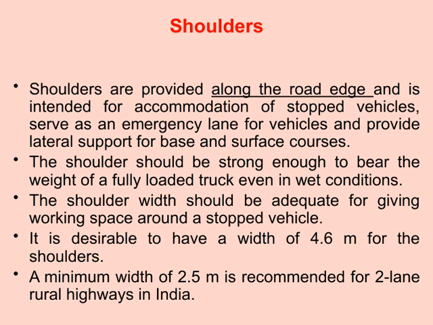Ideally, a width of about 4.6 meters is desirable for shoulders, providing ample space for safety and maneuverability. However, for two-lane rural highways in India, a minimum width of around 2.5 meters is recommended. This strikes a balance between safety and practicality, considering the typical traffic conditions. Understanding these points helps us appreciate how shoulders contribute to the safety, stability, and functionality of our roads, which ties back to our overall goal of designing safer and more efficient transportation infrastructure.